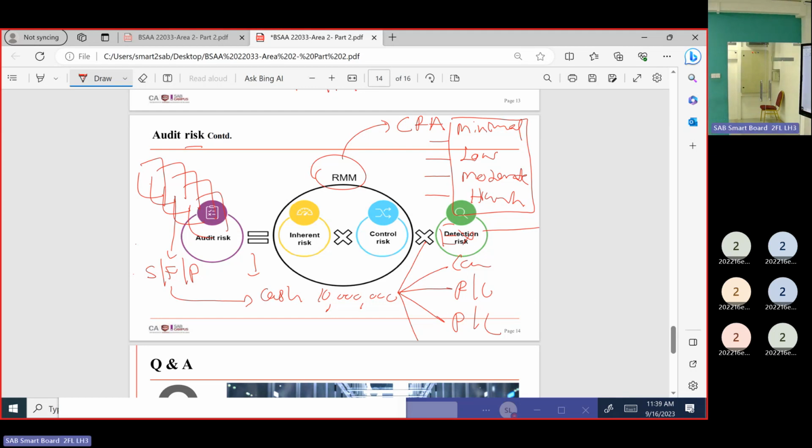Are you okay with me? Here, it's a bit theoretical, technical, using audit words. As auditor, we have to perform audit risk assessment at the assertion level.